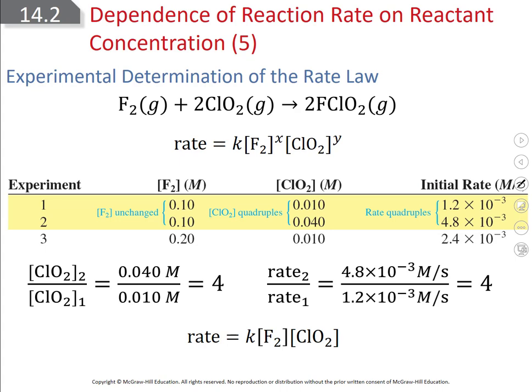So now when we write our rate law, we know that X and Y are both 1. What's our overall order of the reaction? 2. Good. I'm first order with respect to both. The overall is the sum of the orders. So overall, second order.